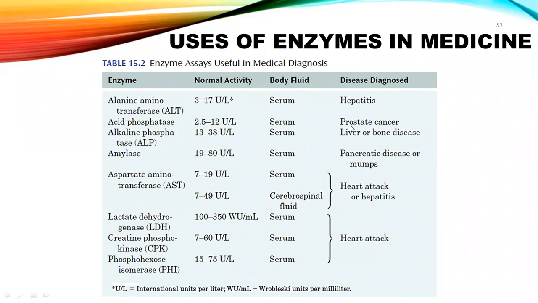So for prostate cancer, you have the acid phosphatase; liver or bone disease, alkaline phosphatase; heart attack, you have the AST. They call these LDH, CPK, PHI. If you have been blood tested before, or your family members, you can see they have these enzymes or indicators, CPK test, PHI, AST, and these are indicators. A high level of these indicates some kind of disease.